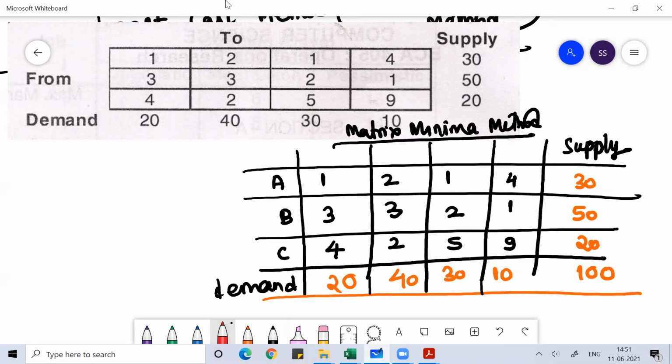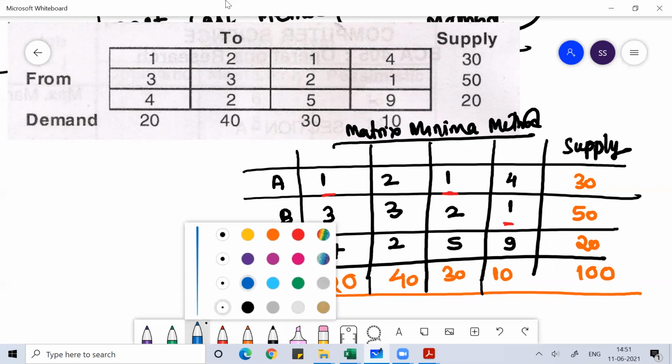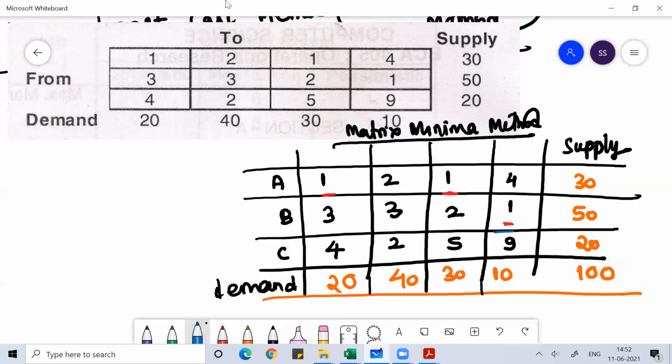In the matrix minimum method, pick the cell having the lowest element. You can see this is also lowest, this is also lowest. You can pick any cell having the minimum element. Whichever you pick, your answer will not depend on it, so please don't get confused on this part. If I pick this cell, for example, this will be 10, this will get over, and this will be 40.